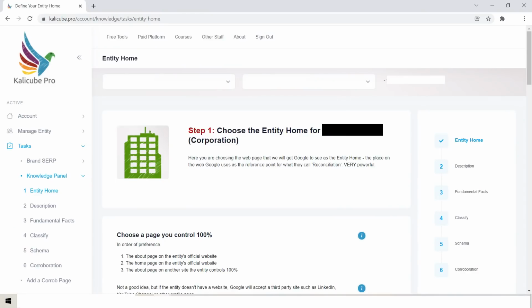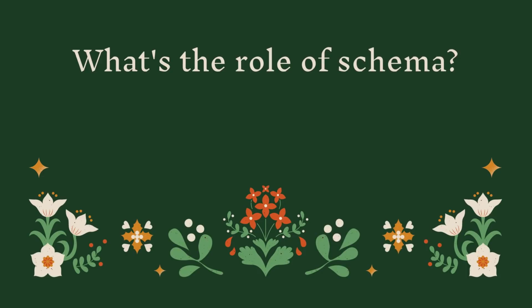So we don't need to talk about this whole checklist. There's no point in it, because it's a routine that one can easily access in Kalicube.pro. But we'll talk about something else, for example, about Schema. What's the role of Schema in maintaining your online reputation in terms of knowledge graph and knowledge panel?